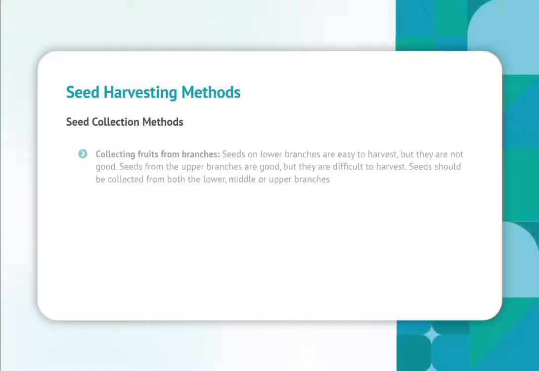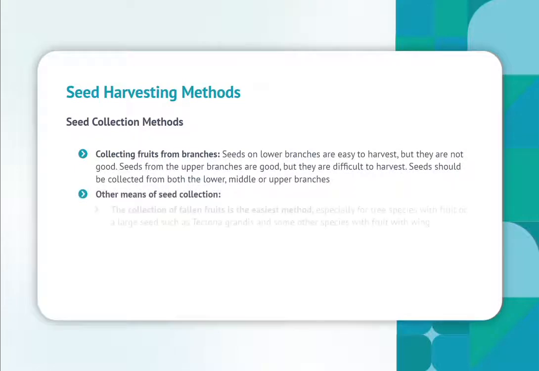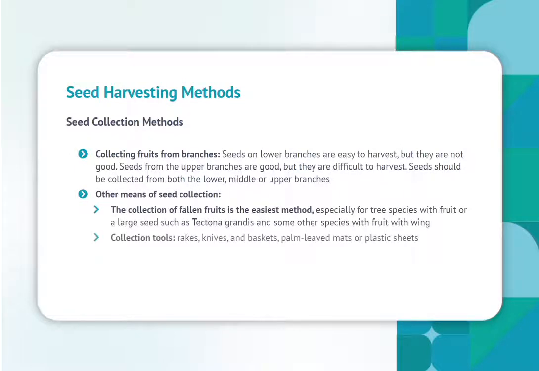Seed collection methods. Collecting fruits from branches. Seeds on lower branches are easy to harvest, but they are not good. Seeds from the upper branches are good, but they are difficult to harvest. Seeds should be collected from the lower, middle and upper branches. Other means of seed collection.